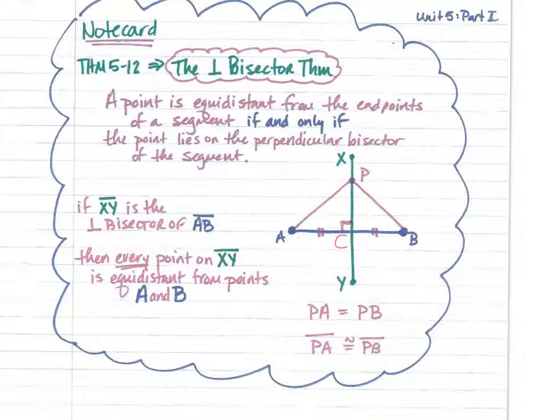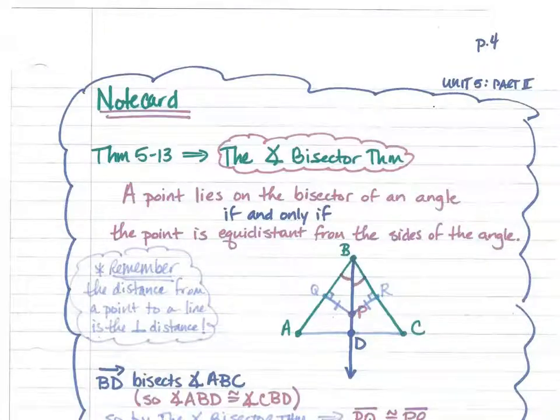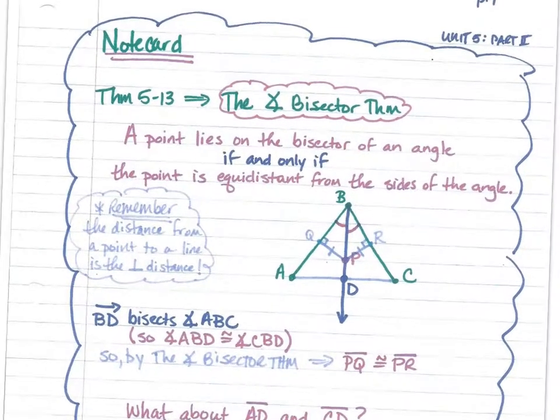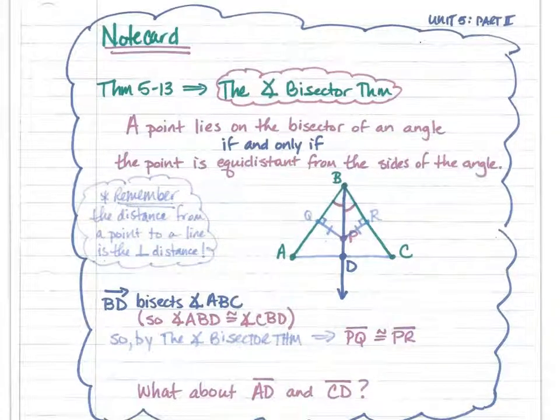All right, let's look at the next note card. Again, this one needs to go in your note card sometime if you want to have access to it, just as a reminder. The note cards are for your benefit when it comes test time. Okay, this one is the angle bisector theorem.